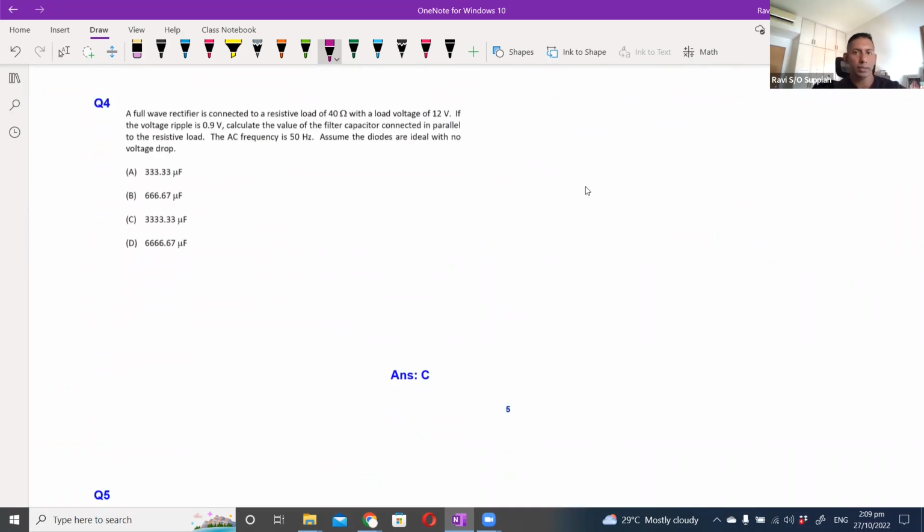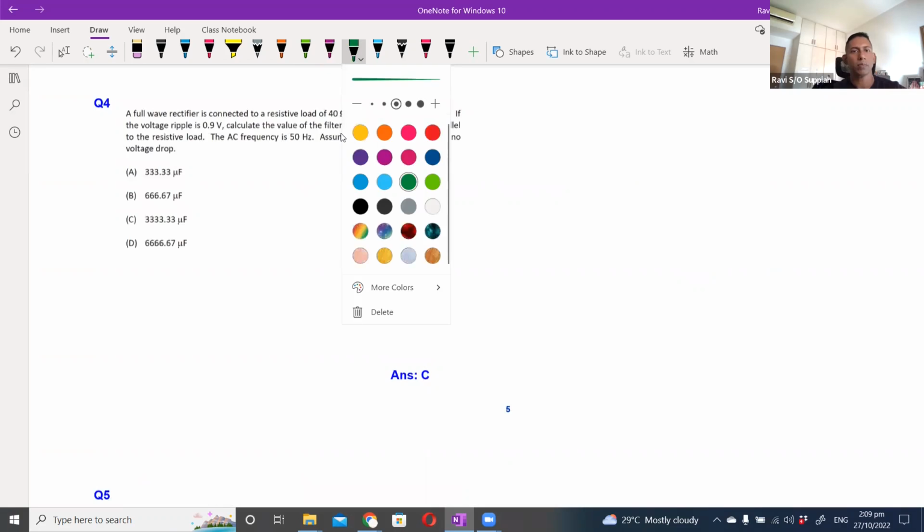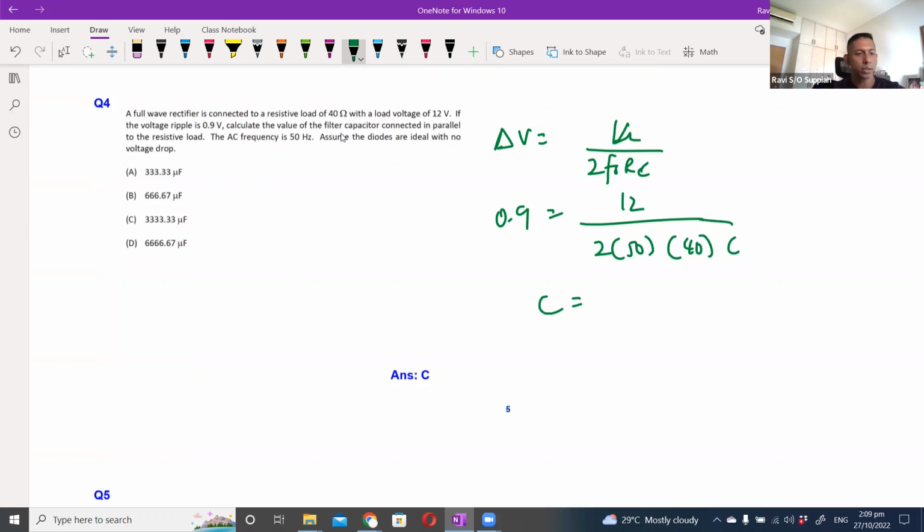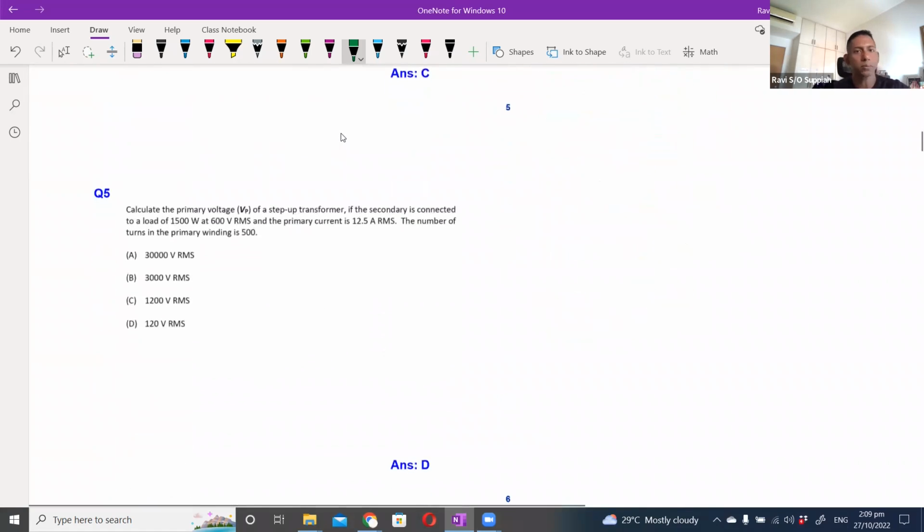Question 4 is similar to question 2. The same sort of parameters are given, and you just need to plug it in. Delta V is VL over 2 FS RC, so 0.9 equals 12 over 2, 50, 40, and C. So C will be 3 microfarad. It's the exact same type of question as question 2.